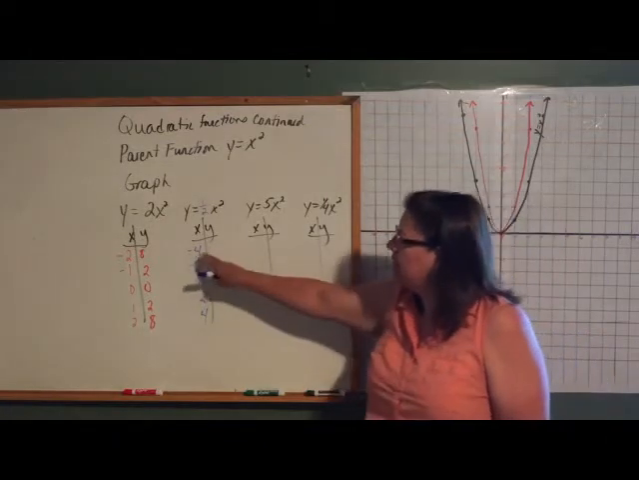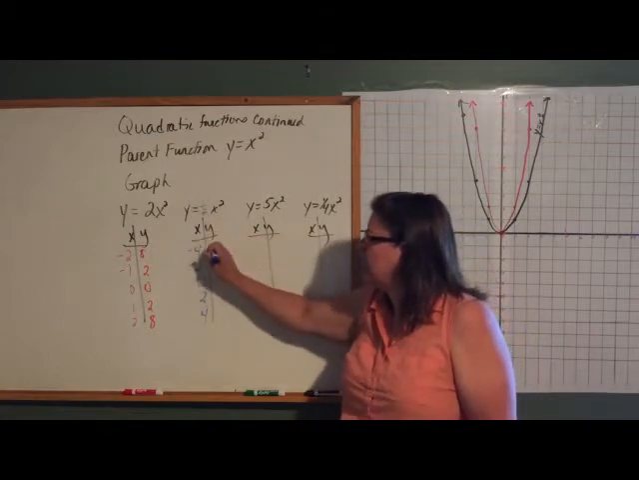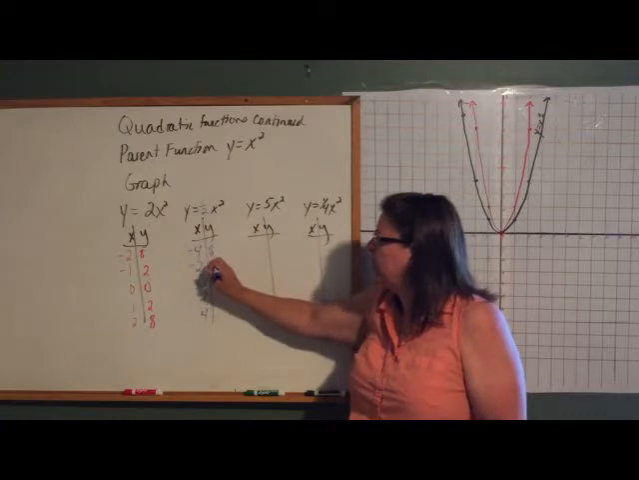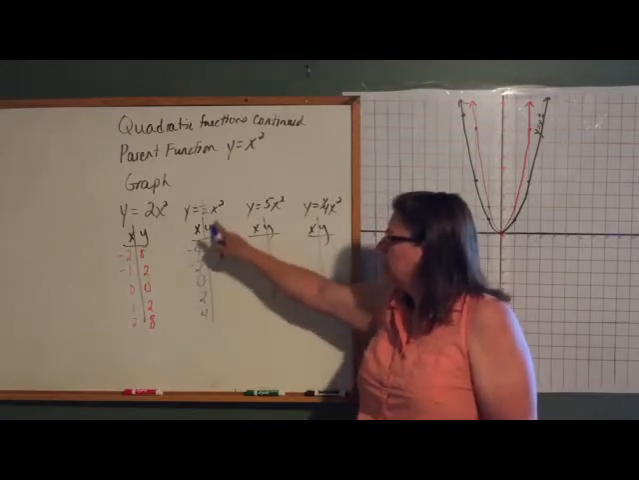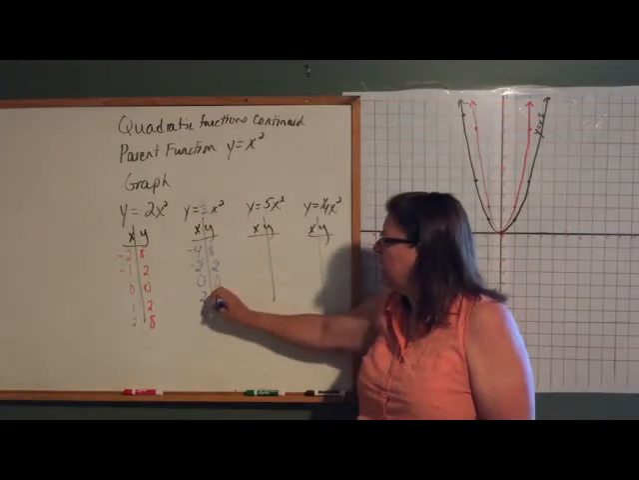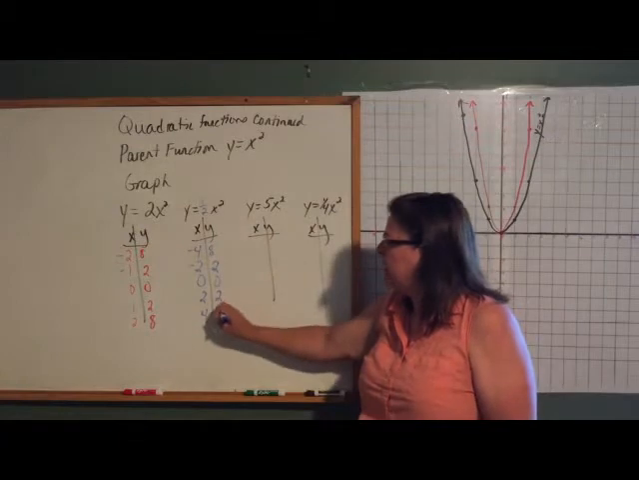So if I plug in negative 4, negative 4 squared is 16. 16 times 1/2 is 8. Negative 2 squared is 4. 4 times 1/2 is 2. Plug 0 in, we get 0. 2 squared is 4 times 1/2 is 2. 4 squared is 16 times 1/2 is 8.